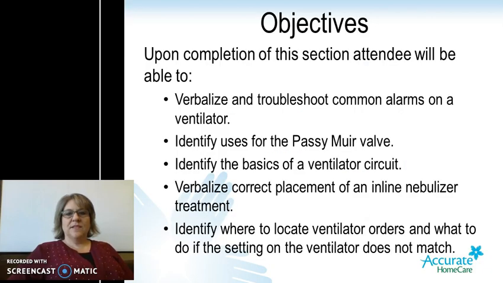Upon completion of this section, attendees will be able to verbalize and troubleshoot common alarms on a ventilator, identify uses for the Passy-Muir valve, identify the basics of a ventilator circuit, verbalize correct placement of an inline nebulizer treatment, and identify where to locate ventilator orders and what to do if the setting on the ventilator does not match.